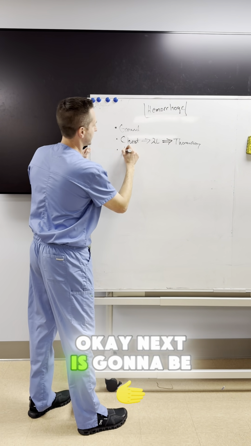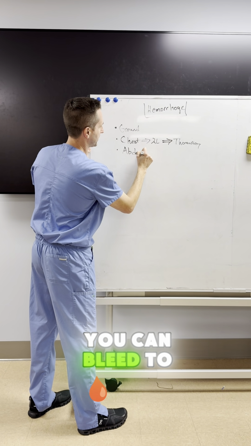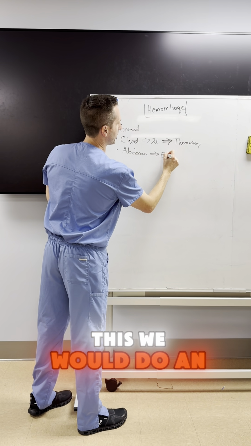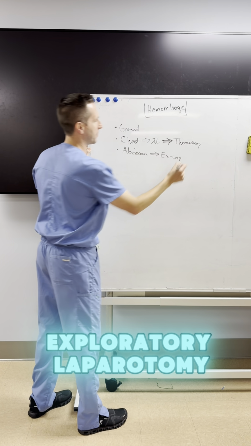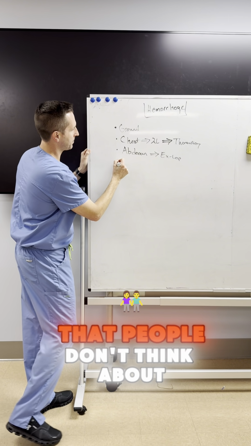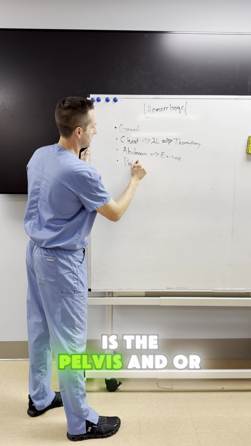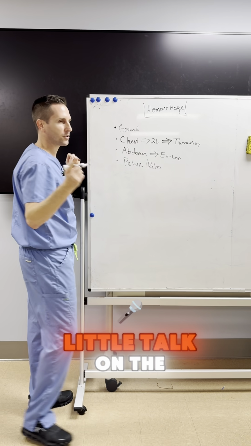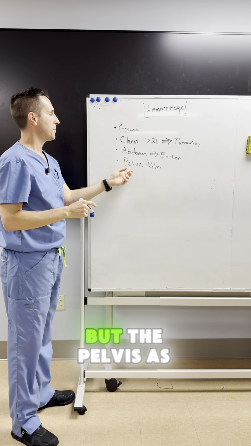Okay, next is going to be the abdomen. You can bleed to death into your abdomen. And then to do this, we would do an exploratory laparotomy. All right. The next one that people don't think about too much is the pelvis and/or the retroperitoneum. So I did a little talk on the retroperitoneum recently, but the pelvis as well.